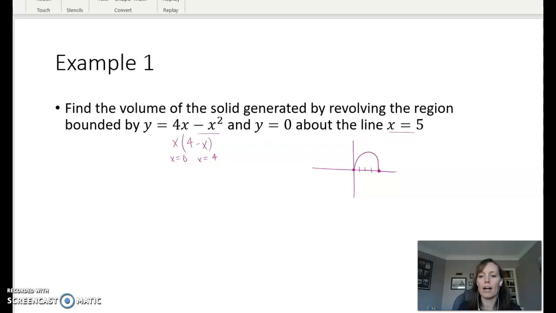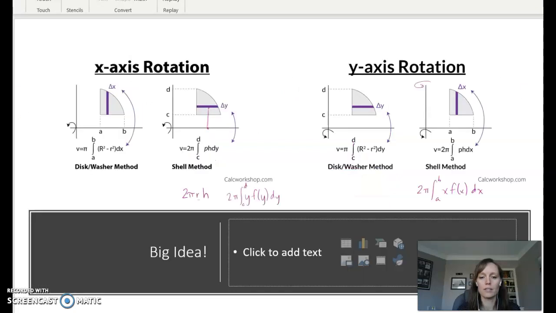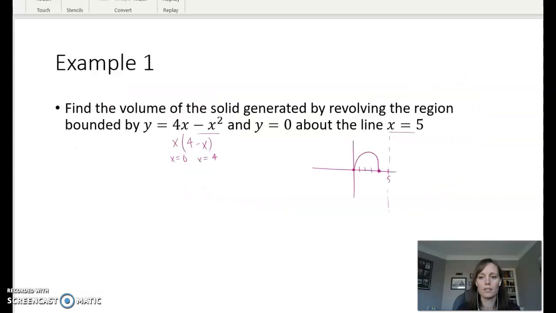Okay, I'm rotating this around the line x equals 5. So this is a vertical line, so that means I want this in terms of x. Sorry, I got myself messed up on that for a minute. So I want this in terms of x, which means my entire integral is going to be in terms of x.